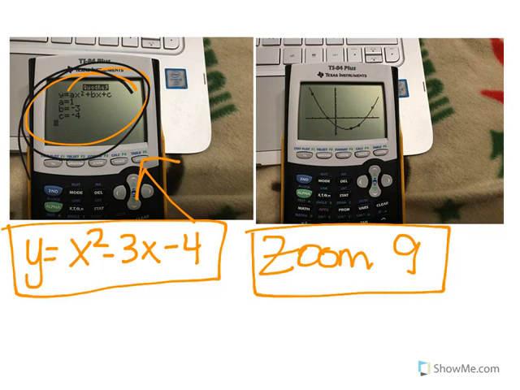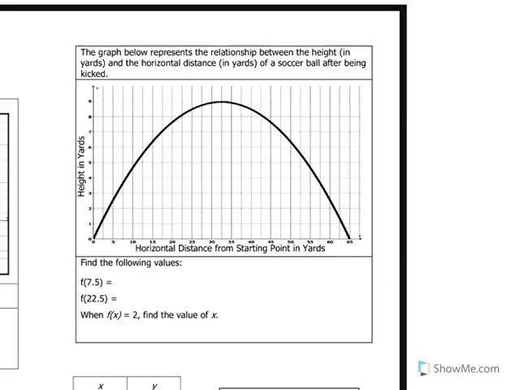Now let's turn the page and go to page 6. Okay, so at the top of page 6 we have a graph, and it says the graph represents the relationship between the height in yards and the horizontal distance in yards of a soccer ball after being kicked. And so we're going to answer a few things.